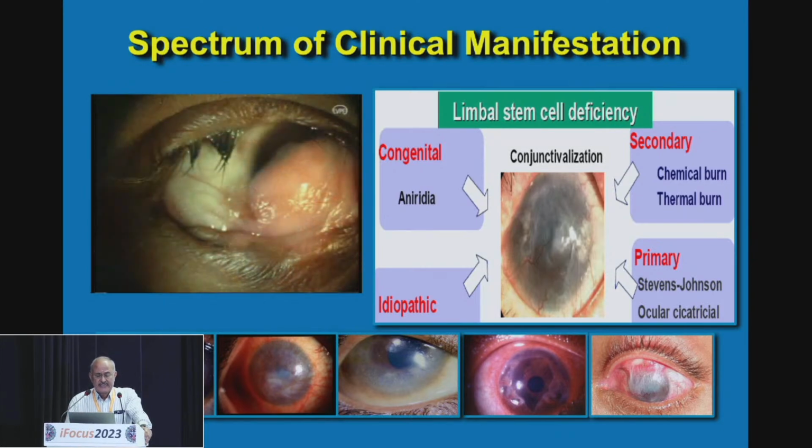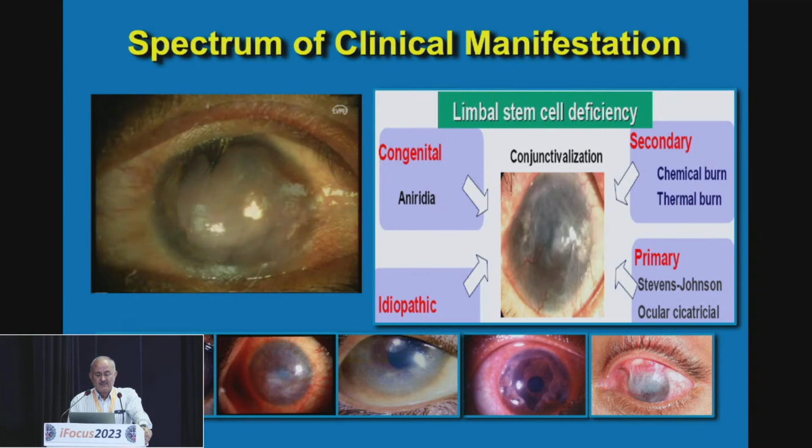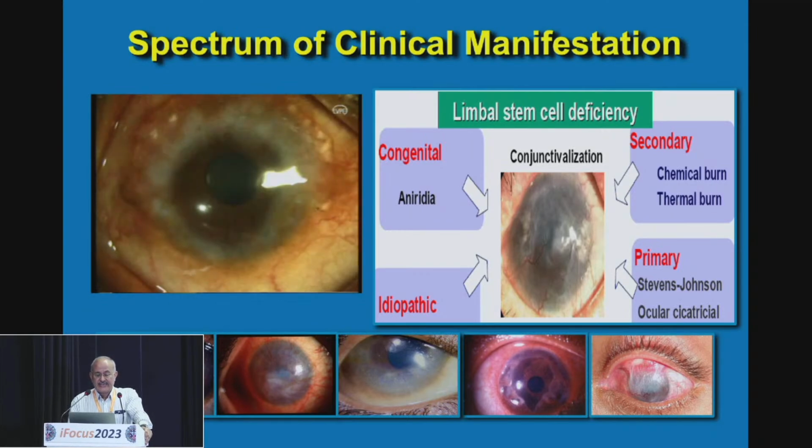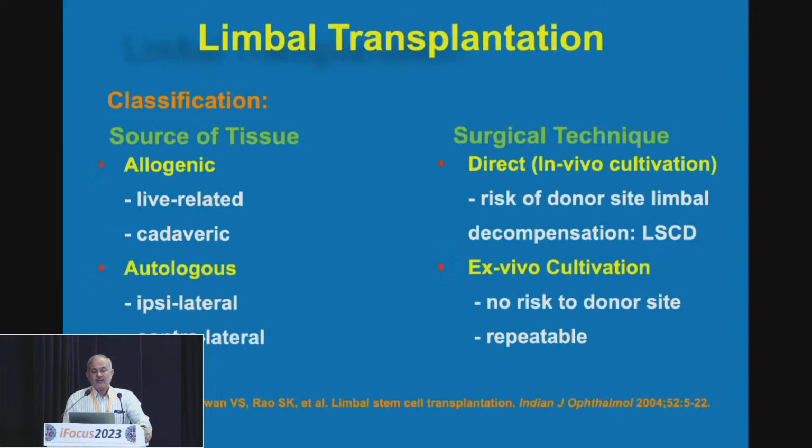In here, you are seeing examples of focal stem cell deficiency. This is VKC, this is Mooren's ulcer, this is chemical burn. The only treatment of the limbal stem cell deficiency is the limbal stem cell transplantation, and the classification of this procedure can be based on the source, allogenic versus autologous. What is allogenic?